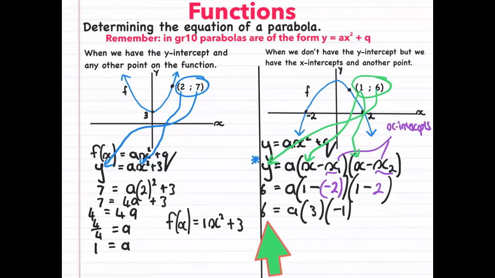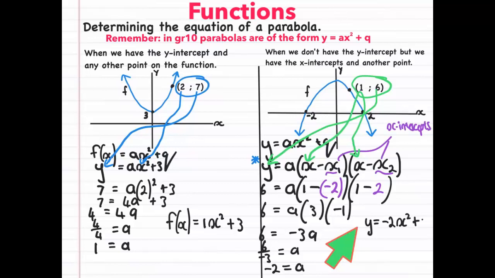Okay, great. So let's just multiply this out. So now I have 6 equals minus 3a. And now I can solve for a normally by dividing with this coefficient. So 6 divided by minus 3 equals a. And then we have minus 2, which equals a. And now I've got my a. So from here, what do we do next? I write my function, which is y equals minus 2x squared plus q.